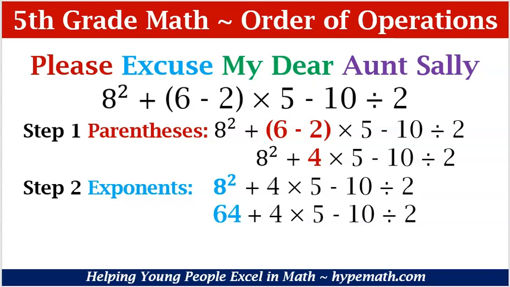Second, we are going to solve our exponent. We have 8 squared, or you can say 8 to the second power, which means 8 times 8. 8 times 8 is equal to 64. Now our expression is 64 plus 4 times 5 minus 10 divided by 2.